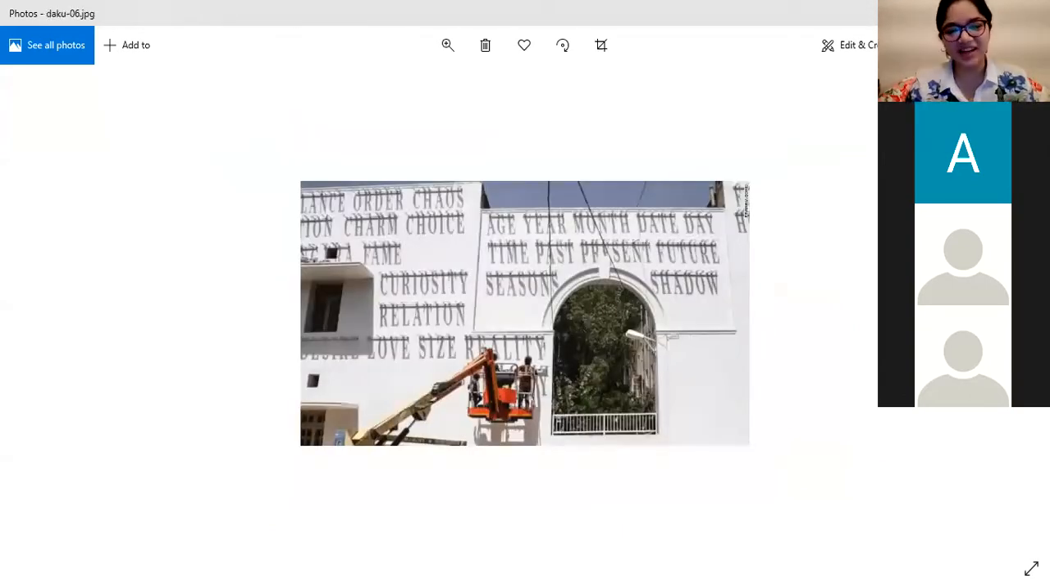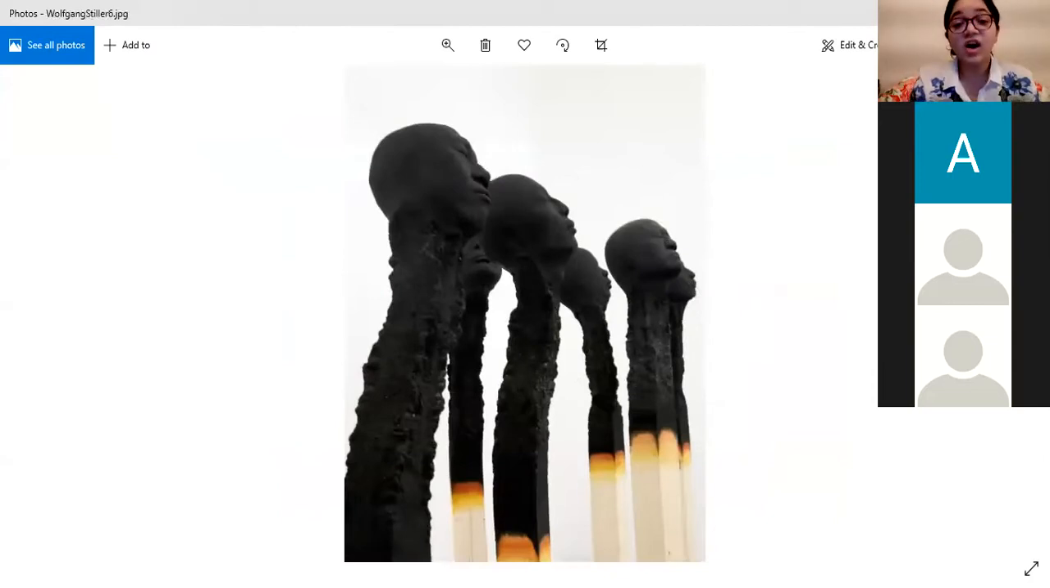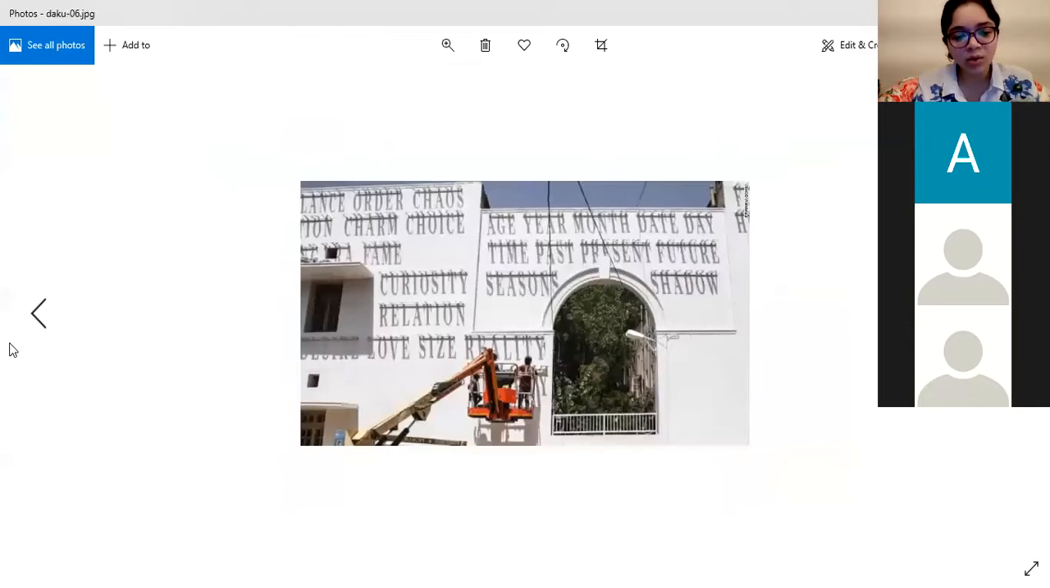I really liked this work. I don't know why. This is really nice. Oh, whoops! I showed you the second one. I don't know why Daku either.